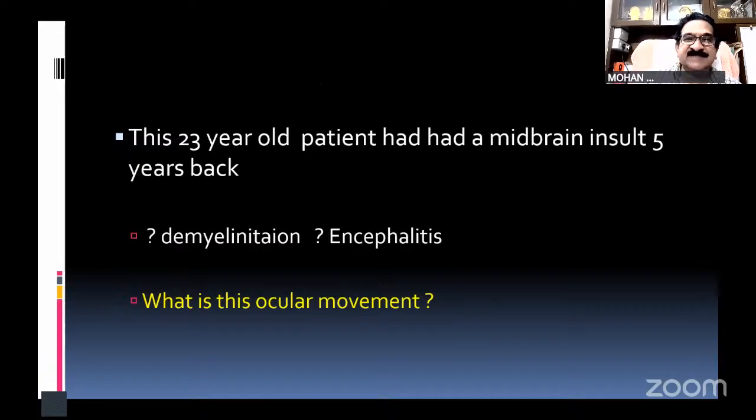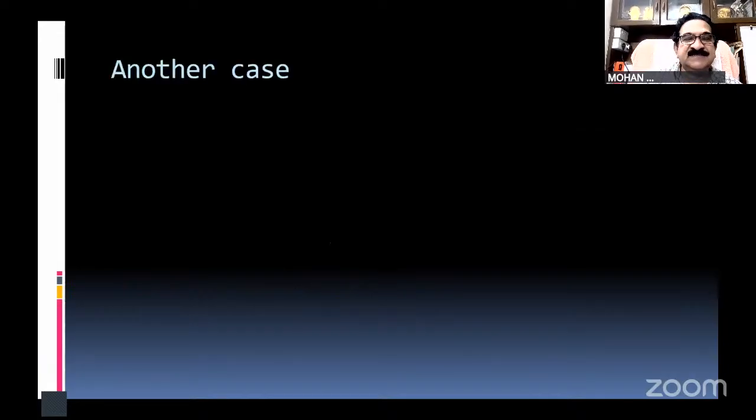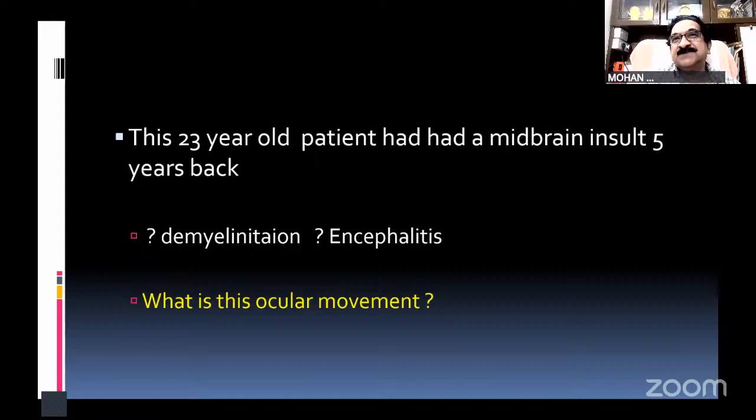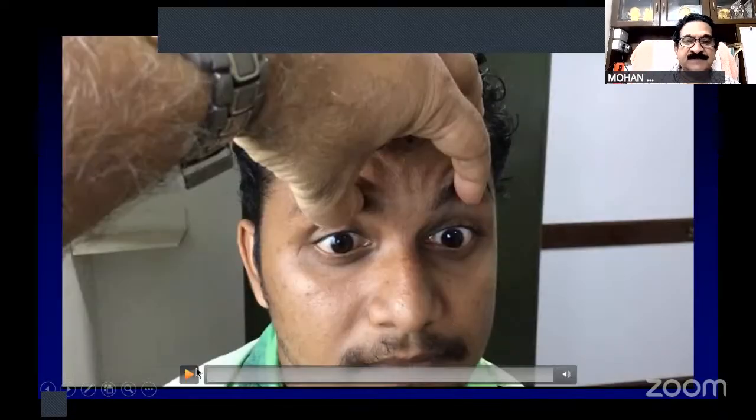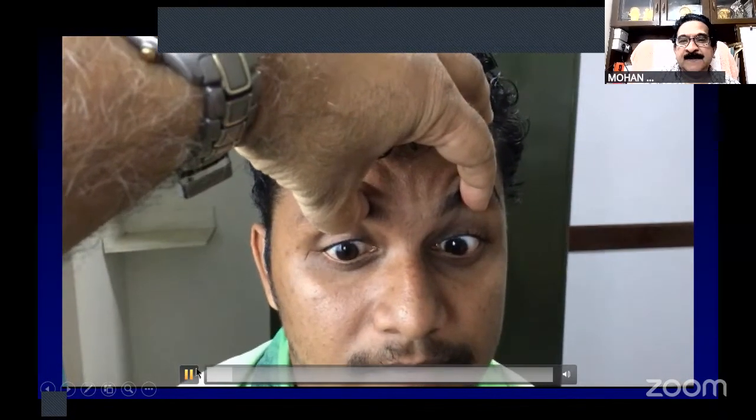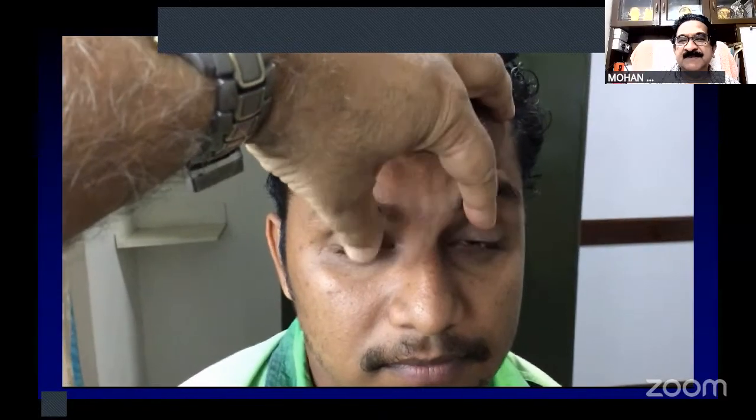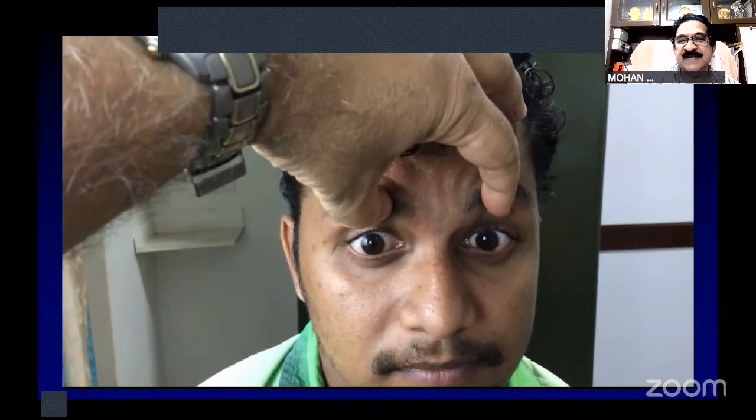This is also another case. Okay, similar case. This case I showed at the INCON meeting. This 23-year-old patient had a midbrain insult 5 years back. We do not know what the insult was. And this is the ocular movement. Look at the ocular movement. Here sometimes slow, sometimes again very fast. See that like this. It's going downward and inward.